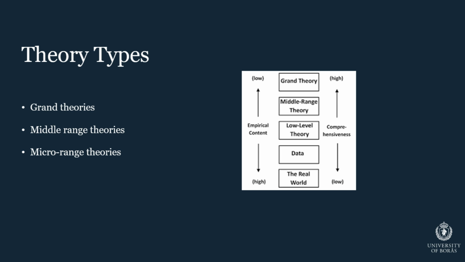Micro-range theories address specific phenomena in particular settings, like patient care in urban hospitals. The distinction between middle-range and micro-range theories is mainly about the degree of generality. In design science, many contributions are similar to micro-range theories, where specific artifacts are developed and evaluated in particular practices. More abstract and mature design knowledge can be organized as middle-range design theories.